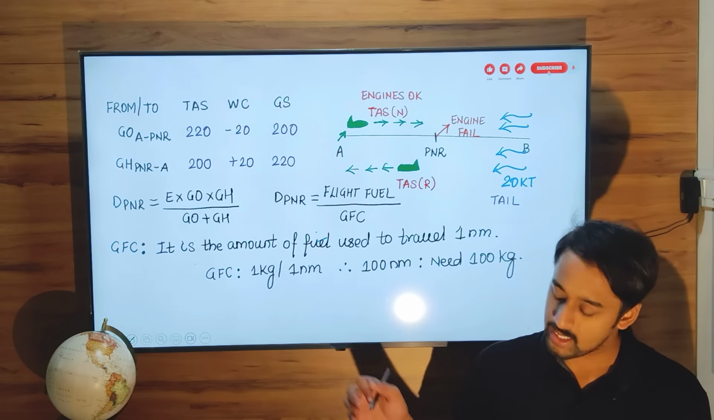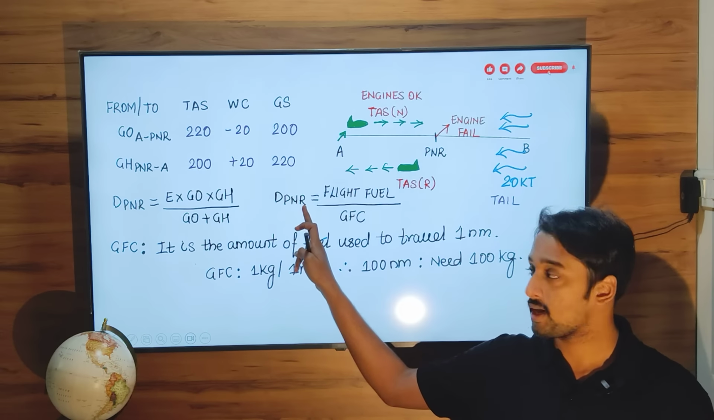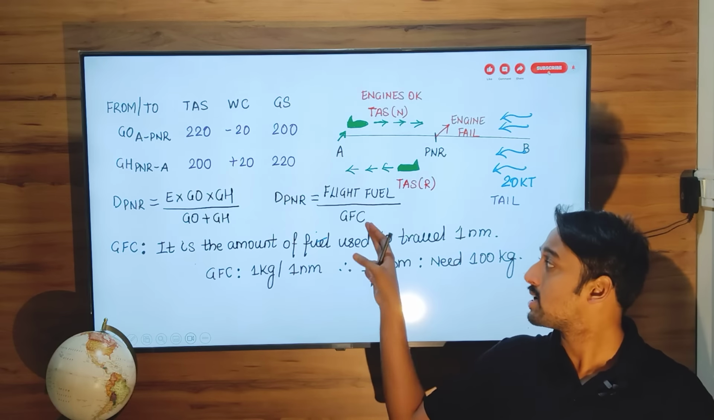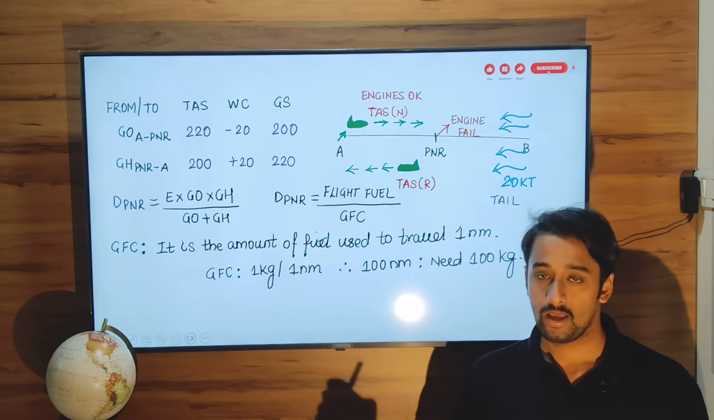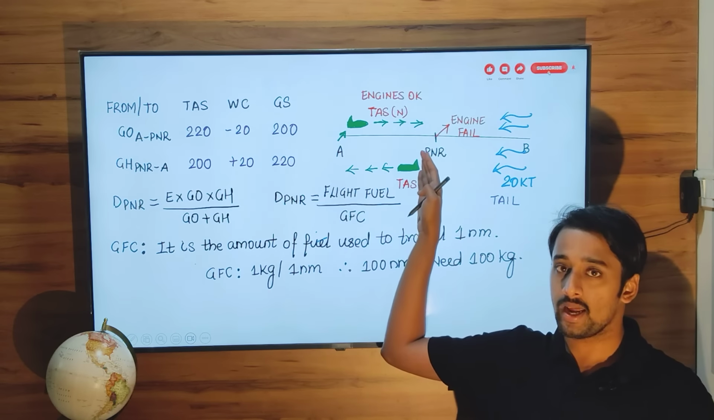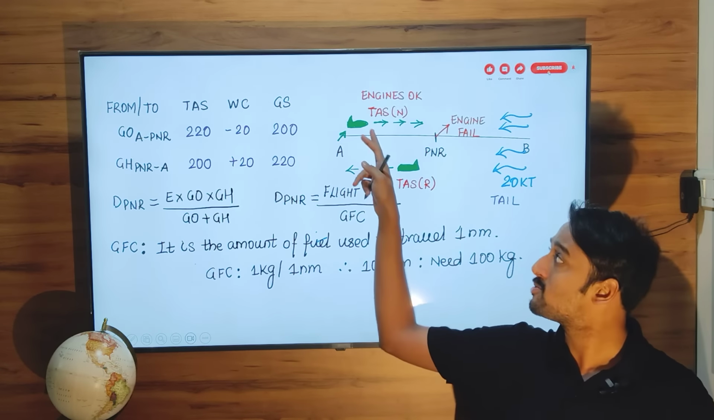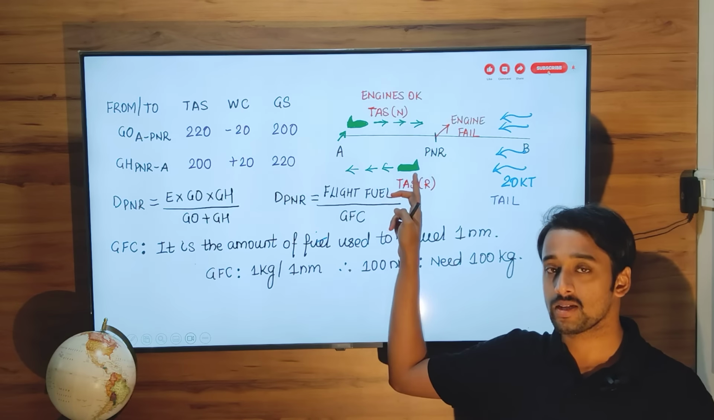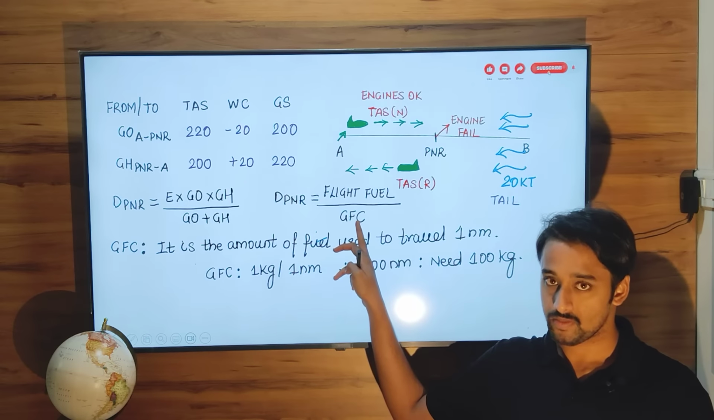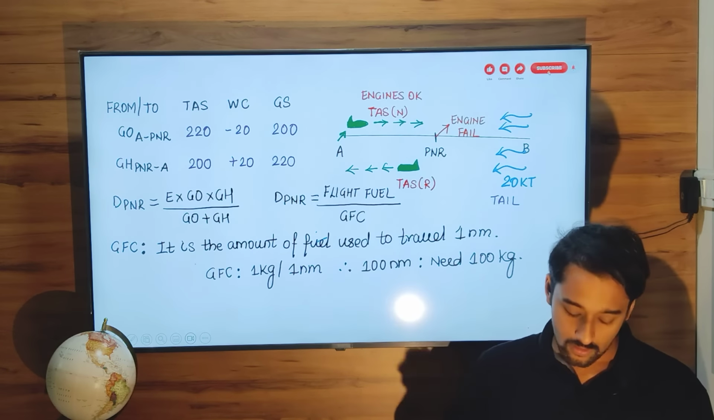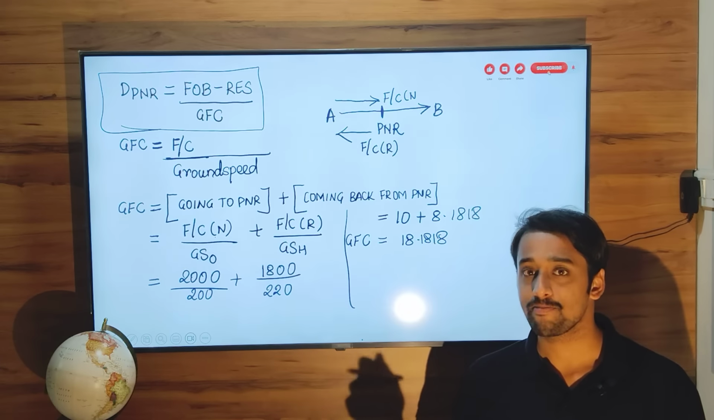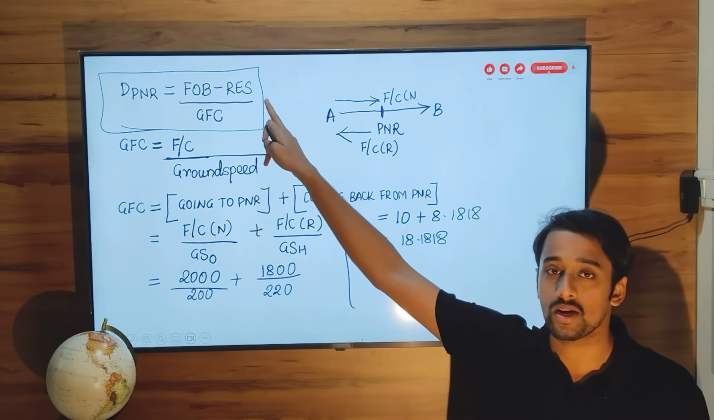So then we discussed that there is another formula for distance to PNR. Your total flight fuel, which is nothing but fuel on board minus reserve, divided by gross fuel consumed. So gross fuel consumed is how much? You go towards PNR and you come back. So the gross fuel consumed while going plus gross fuel consumed while coming back will be put in this place. And then flight fuel, if it's given. If it's not given, then we will again simplify it into fuel on board minus reserve.